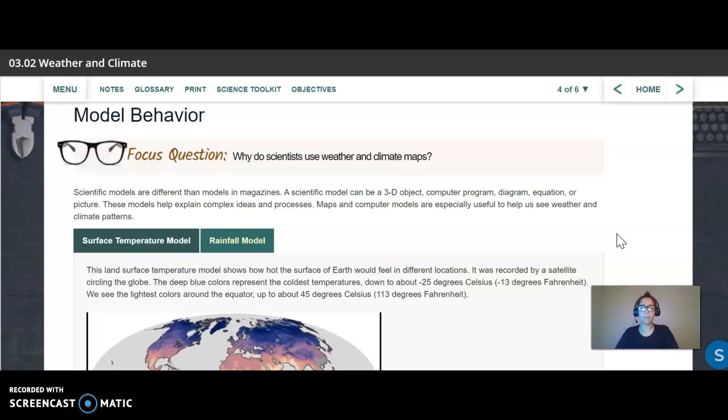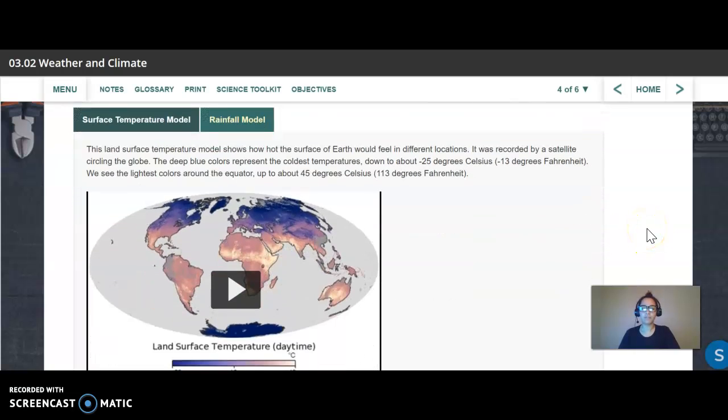In order to help scientists look at weather and climate, a lot of times they're going to make different types of models. Models are really important because they're able to take down a large scientific principle and make it manageable and easier for us to see. So these are two different types of models that can help show weather and climate patterns.